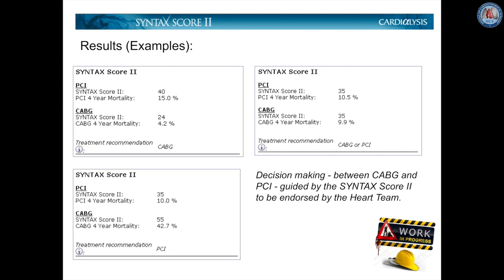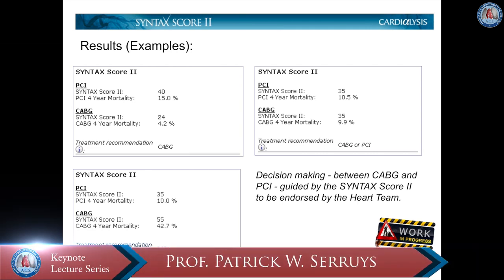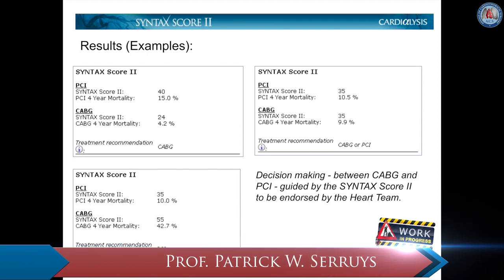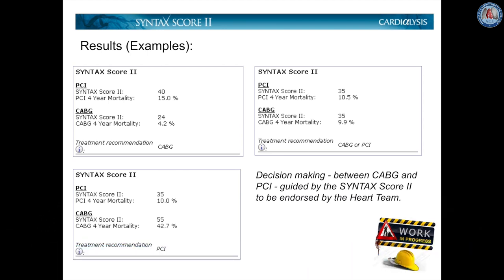In the last case, because the patient is elderly with COPD and so on, the CABG 4-year mortality is very high, 42.7%, while the PCI mortality based on the Syntax score 2 model is only 10%. Therefore, the recommendation in that case will be PCI only.